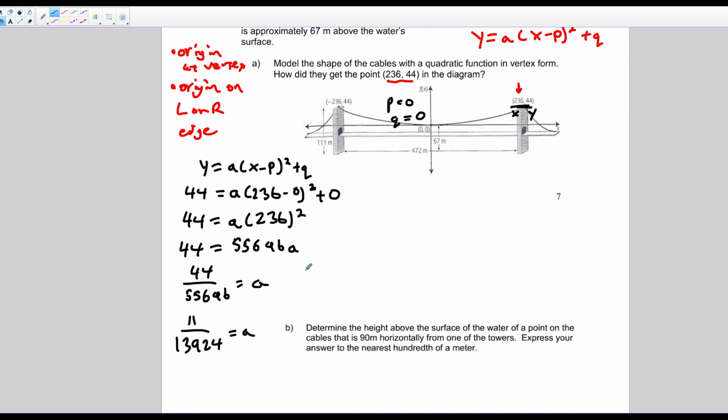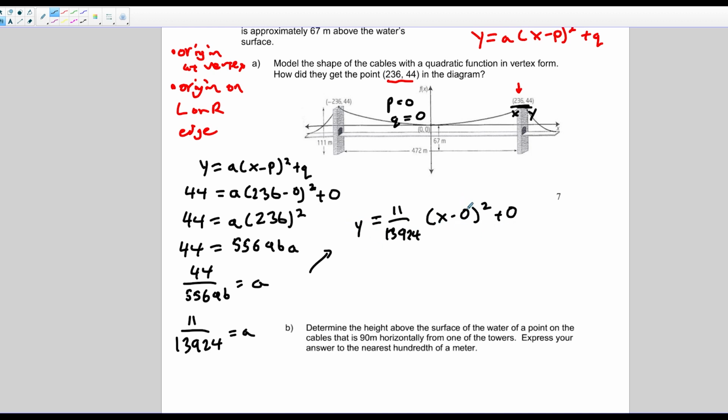Now what we're going to do with this a value is put it back into our vertex form. So we have y is equal to our a value, 11 over 13,924, times (x minus p). In this case, p was 0, so x minus 0, squared, plus our q, which was also 0. So we can see pretty quickly, this is perfectly fine as an answer.